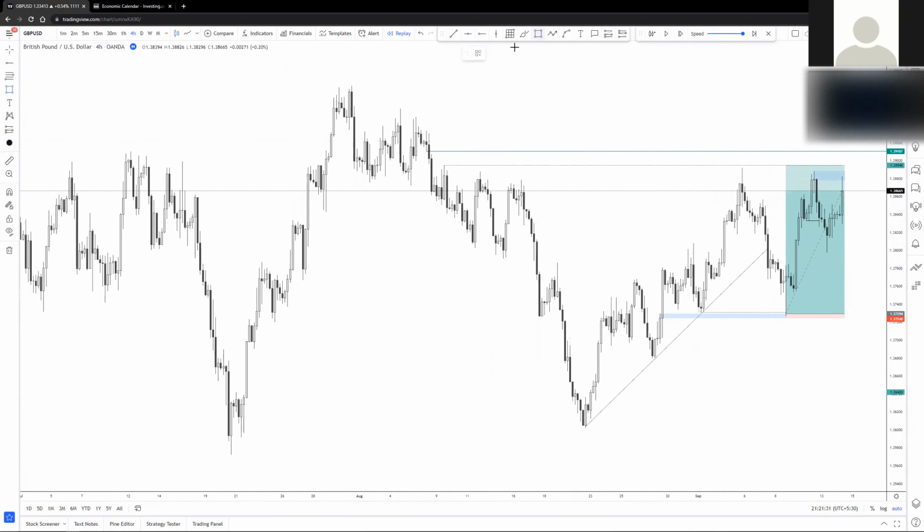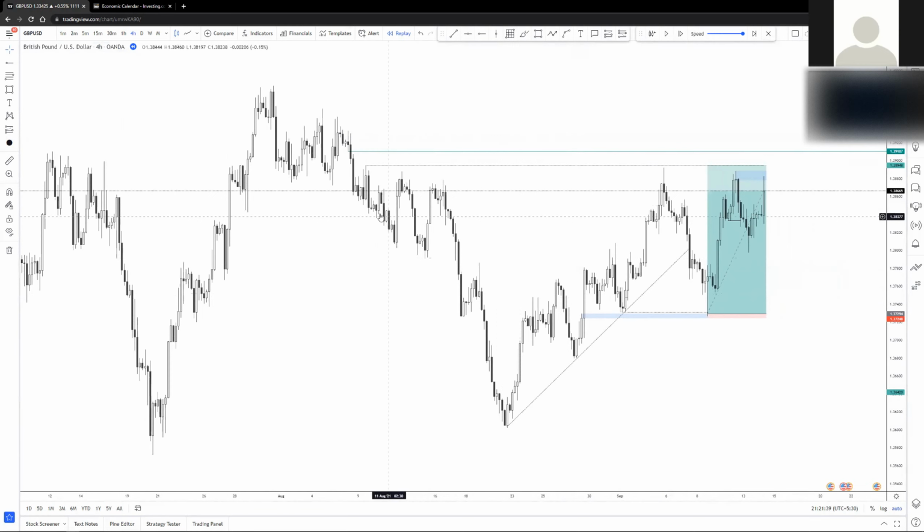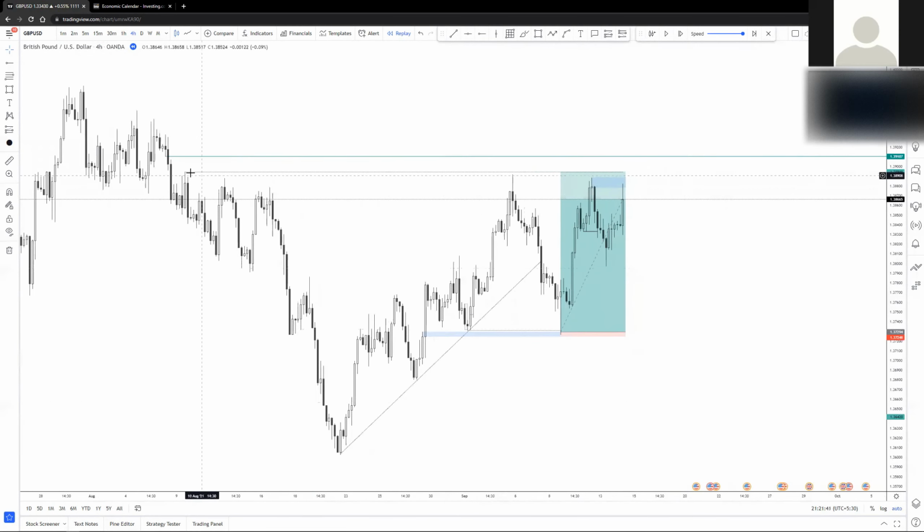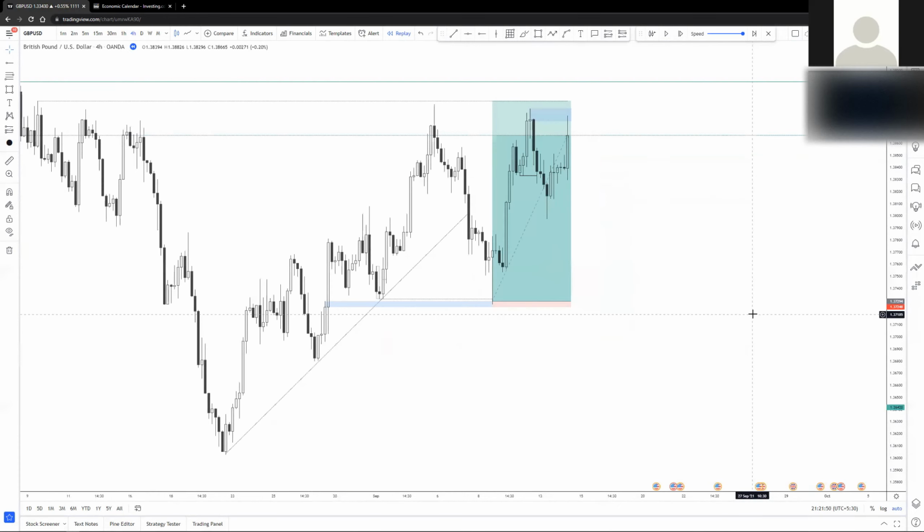You know ICT, this right here was a rejection block too. Yeah. Okay, I'm sorry, not a rejection block. I'm sorry, it's a mitigation block. Okay, it's a mitigation block too. I'm sorry for that. So now we have the mitigation block, we have the imbalance, and most importantly, we have liquidity resting right below that.